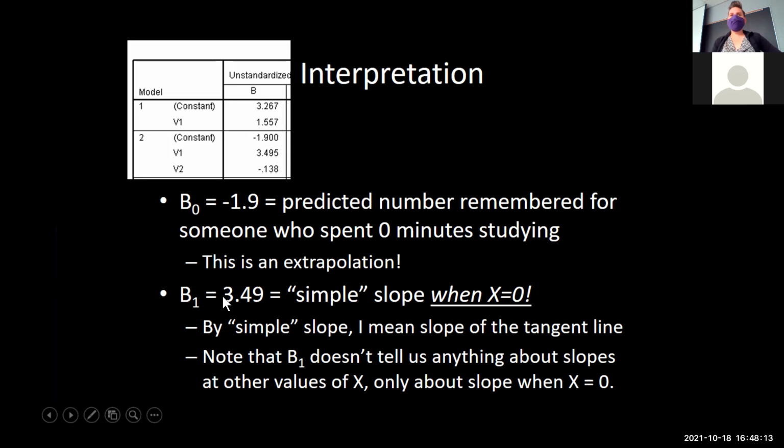And reinforcing here the idea that this 3.5 is the simple slope when x equals 0. And simple slope means the line that's tangent to the curve. So it doesn't tell us anything about the rest of the values of x, only about this particular value of x. Which is actually exactly the same as it was for interactions. With an interaction model, it's only telling us about the slope for this value of x2, not for any other value of x2, just this one.